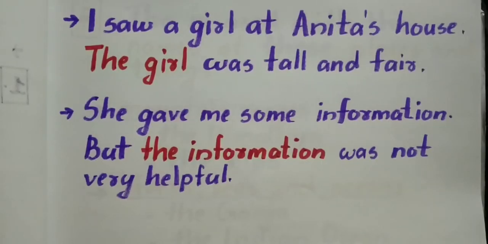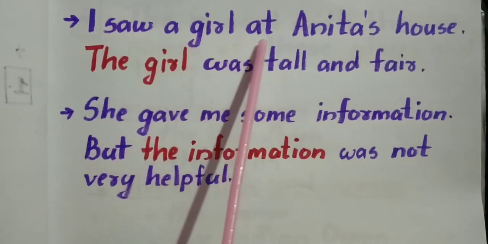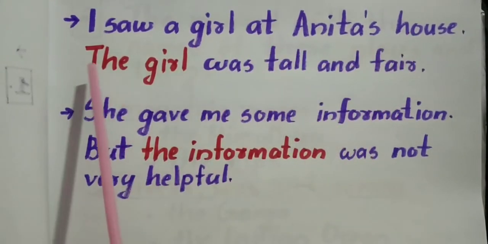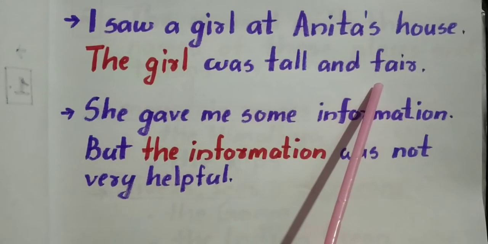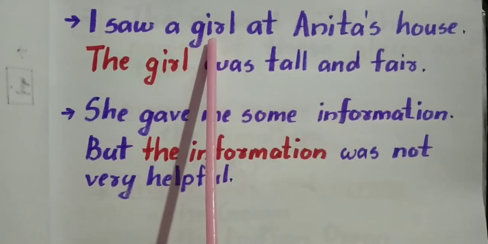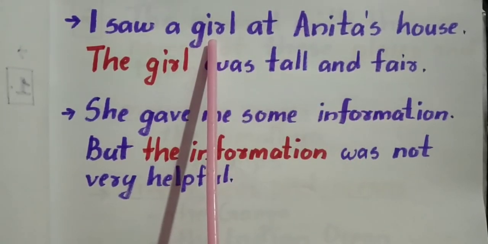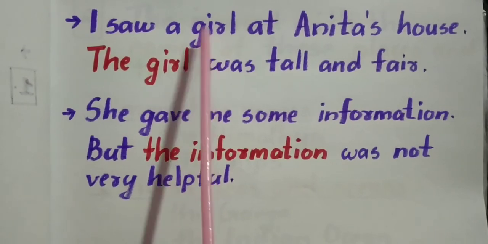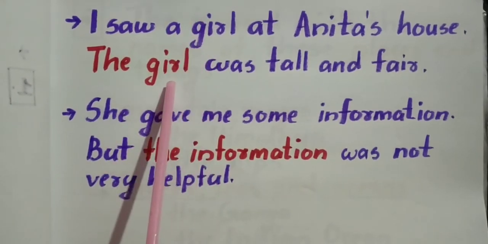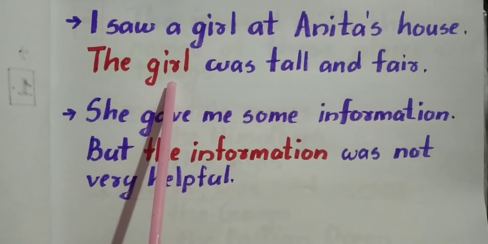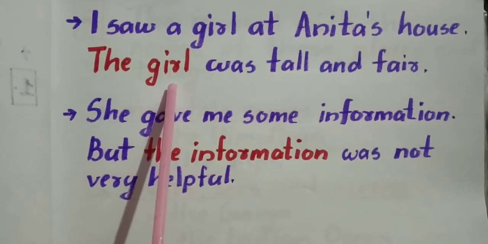Another example will be like this. I saw a girl at Anita's house. The girl was tall and fair. See, here again we are repeating the noun. In the first sentence we use the noun girl, and in the second sentence as well we are repeating the same noun. And hence the meaning will be like this.